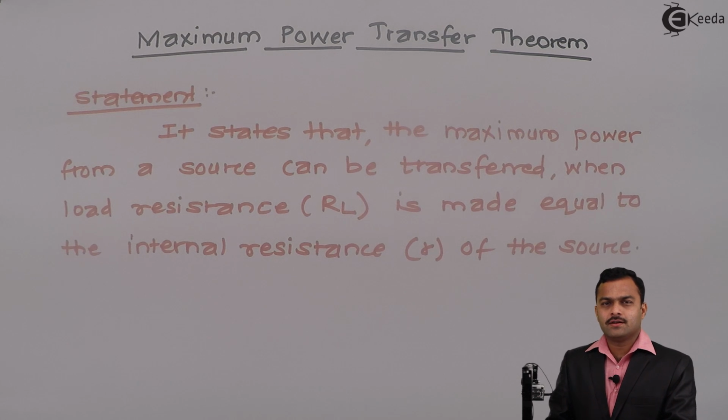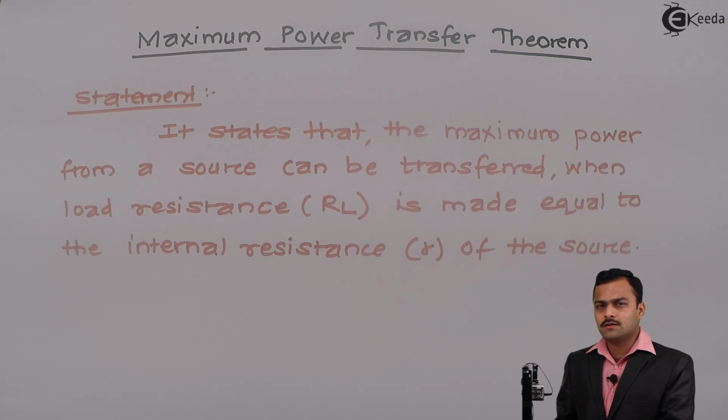Hi friends, in this video we are going to see the last theorem in our DC circuit module, and that is the maximum power transfer theorem. So let's say the statement of it first. It states that the maximum power from a source can be transferred when load resistance is made equal to the internal resistance of the source. So let's see what it is talking about.